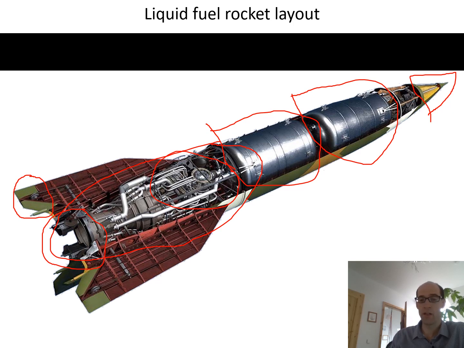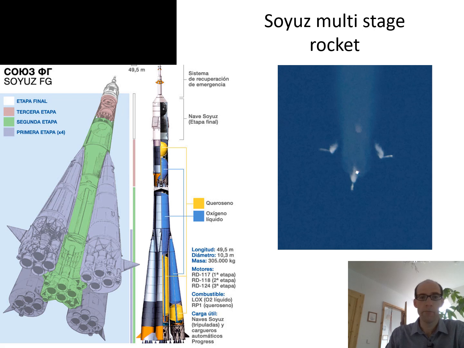Subsequent developments in aerodynamics mean that that is no longer required, and modern rockets can have a much more simple tubular shape. Let's look at a modern multi-stage rocket. I say modern because we're going to go back to our old friend the Soyuz. Feel free to pause the video and have a look around the different parts of it.